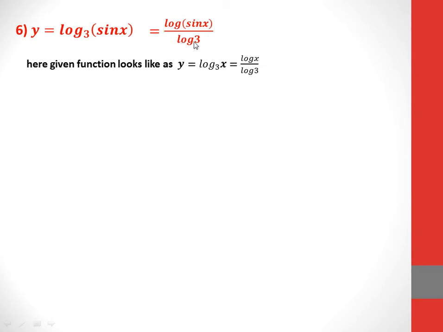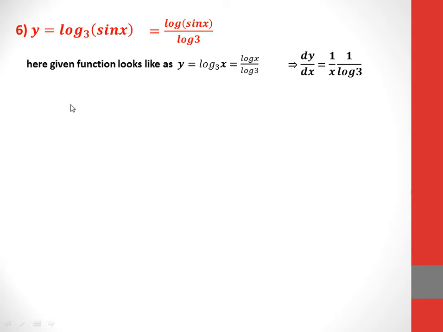First of all, by using the change of base law, we write the given function as log of sin x upon log 3. But here the original function is y is equal to log of x to the base 3. It can be written as log x upon log 3. Now dy by dx will be 1 upon x into 1 upon log 3. 1 upon log 3 is a constant, and the derivative of log x is 1 upon x. So remember this, whenever there is a base other than e, such as 3, then the derivative will be 1 upon x into 1 upon log 3.